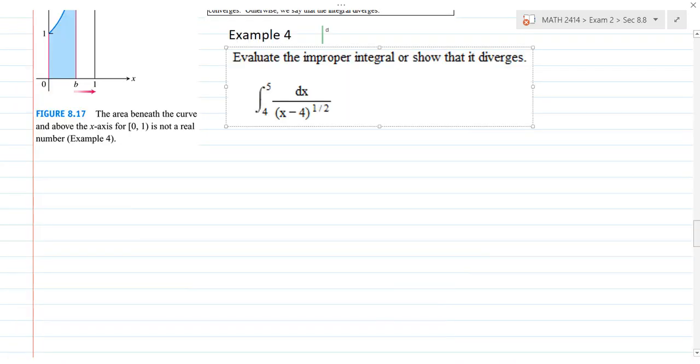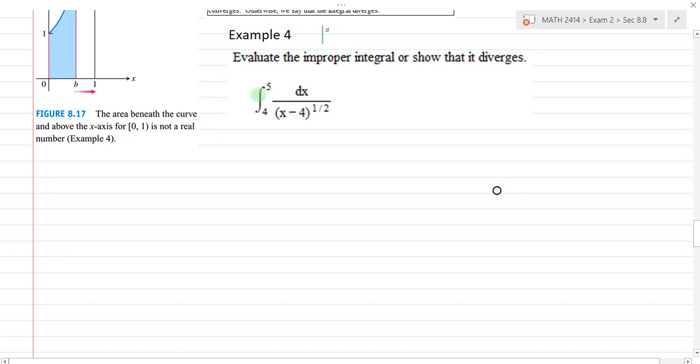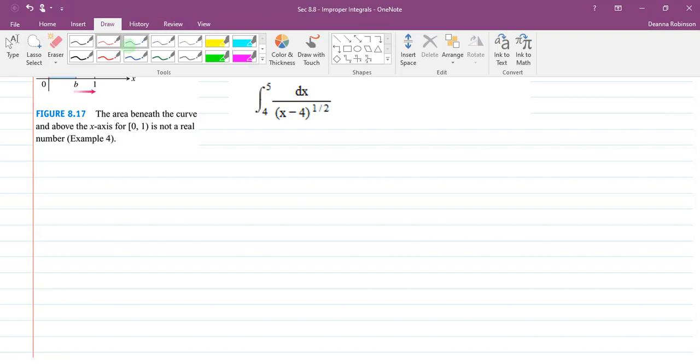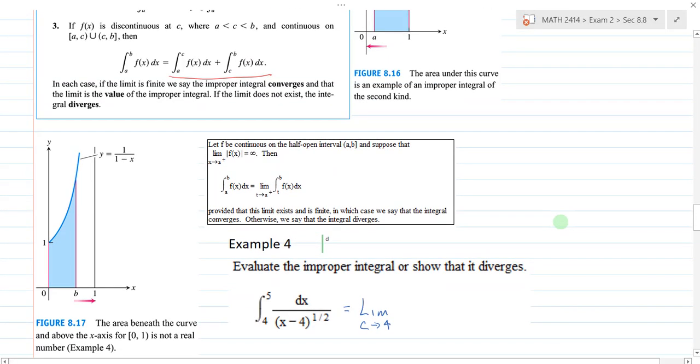In example 4, we're asked to evaluate the improper integral or show that it diverges. This is going to have a vertical asymptote at x equals 4, because that's where the denominator of this function is equal to 0. So do I want to look at the limit as c approaches 4 from the left or from the right? Well, let's look at this again because I don't think I made myself clear.